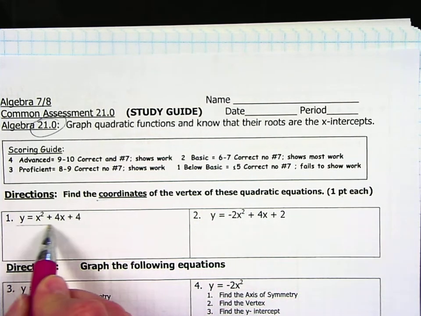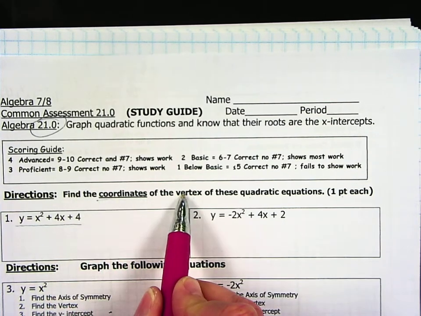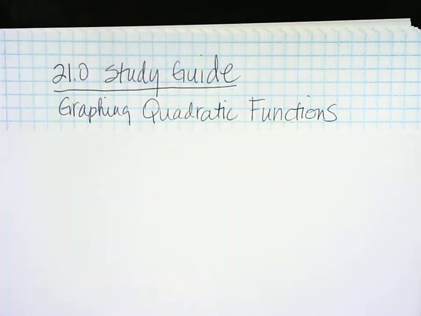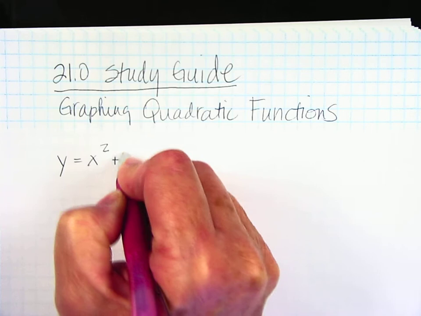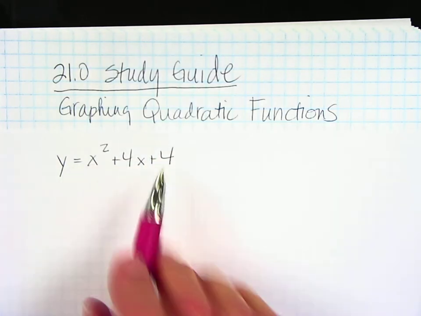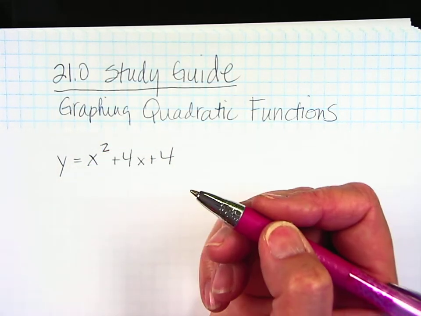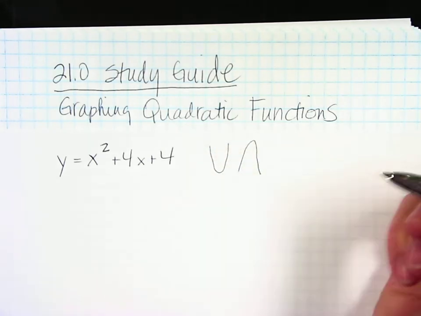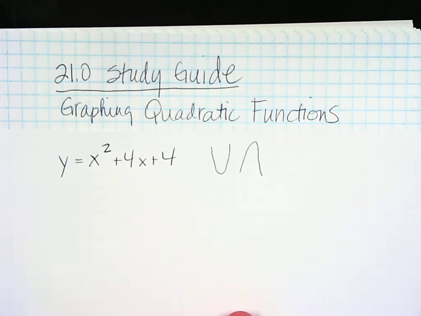So we're going to start with this one right here, and we have to find the coordinates of the vertex. I'm going to rewrite the equation here: y equals x squared plus 4x plus 4. This is a quadratic equation because its highest exponent is a 2, so I know when I graph it, it's going to be a parabola that might look like a U or an inverted U.